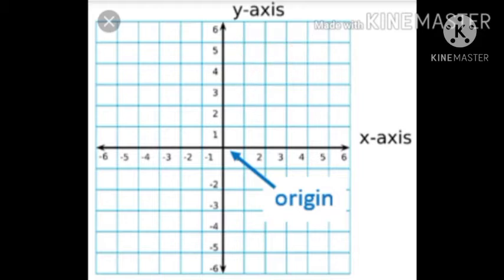Okay, so those two lines intersect at some point. That point of intersection we'll call the origin. Now look at the graph carefully. From the origin, to the right direction the numbers are positive, to the left direction the numbers are negative. Similarly, in the upward direction the numbers are positive and in the downward direction the numbers are negative. And these two axes, the x-axis and y-axis, divide the plane into four parts.